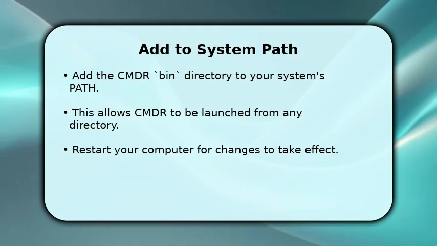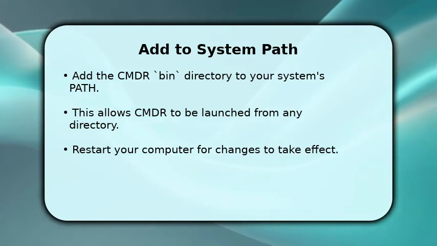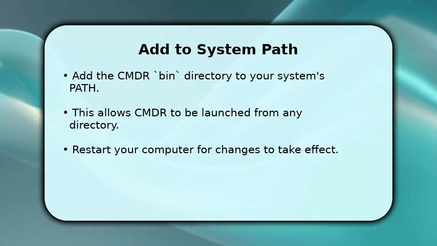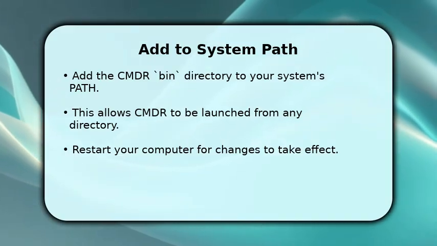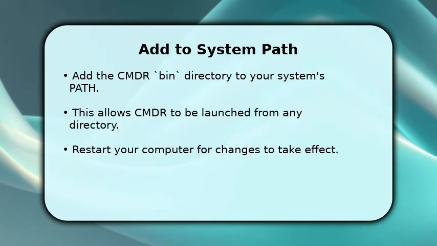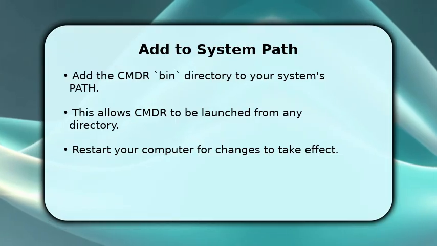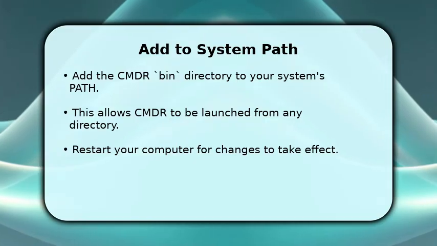correctly. To make CMDR easily accessible, you should add its bin directory to your system's path environment variable. This allows you to launch CMDR from any folder by simply typing CMDR in your command prompt. After making this change, remember to restart your computer for the updates to take full effect across your system.